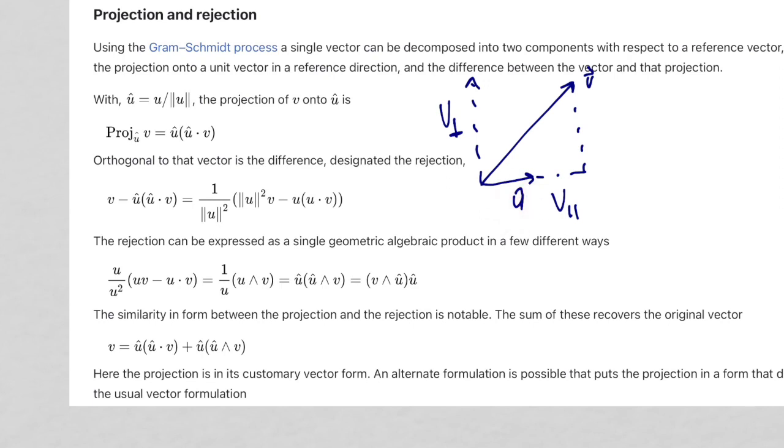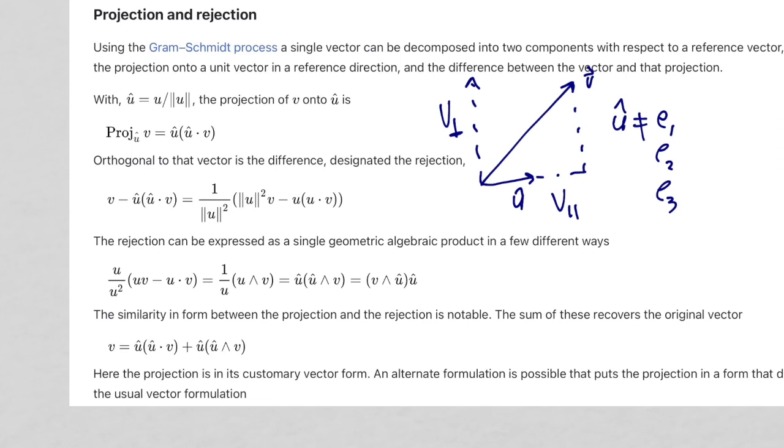Now, u hat is not necessarily a basis vector, right? U hat does not necessarily equal E1, E2, or E3. It's just a unit vector out in space. So we're interested in the projection and rejection onto some unit vector.